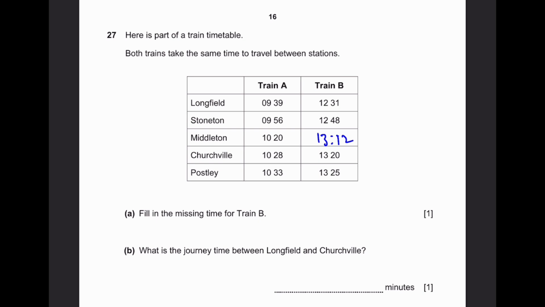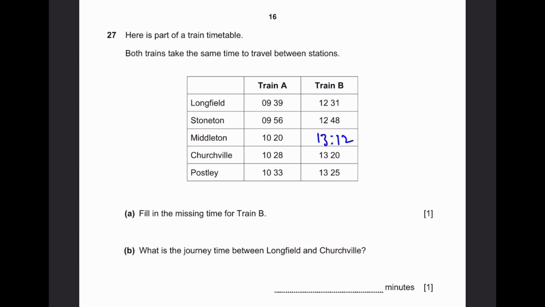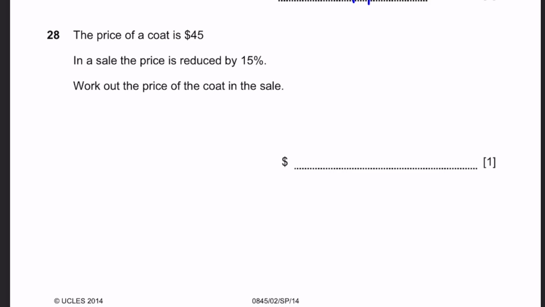B. What's the journey time between Longfield and Churchville? So we need to do 10:28 minus 9:39. Now we can cancel, add 60, so 88. Cancel, minus 1, so 9. And then we cancel out this. So 88 minus 39, that's what we need to find. And when we do it, actually, we get 49 minutes. That's the answer. Question 28.